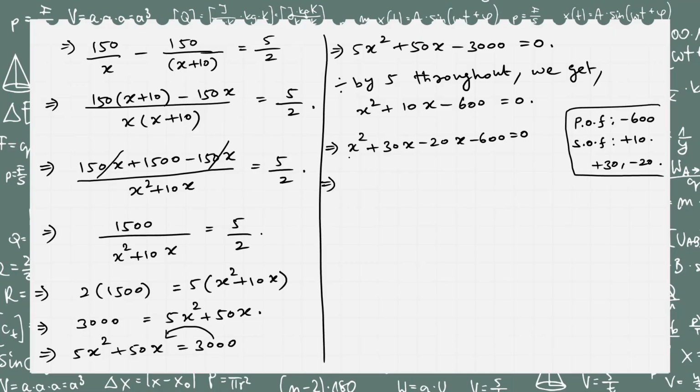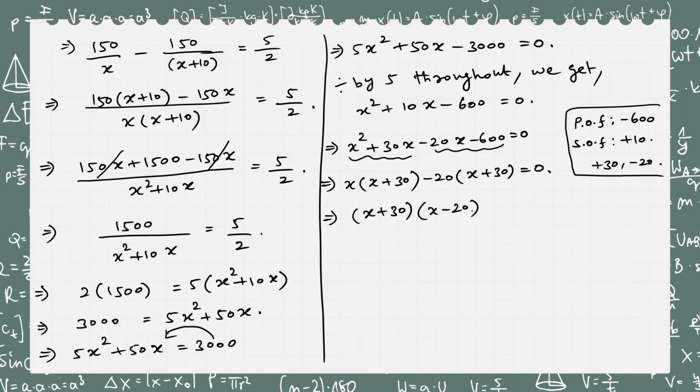That implies combining the first two terms, we can take x common. So we get x plus 30 in the brackets, and combining the third and fourth quantities, we can take minus 20 common. We will get x plus 30 in the brackets. And this x plus 30 is a common binomial. We can take it out common. And the next two items combined will be x minus 20. So this will be x plus 30 equal to 0 or x minus 20 equal to 0. That implies x equal to minus 30 or x equal to plus 20.